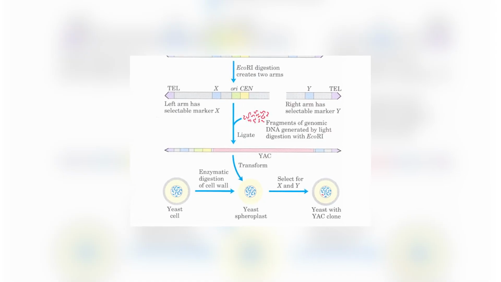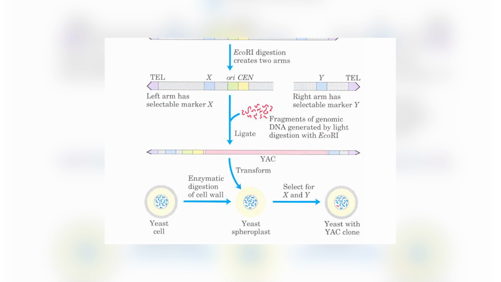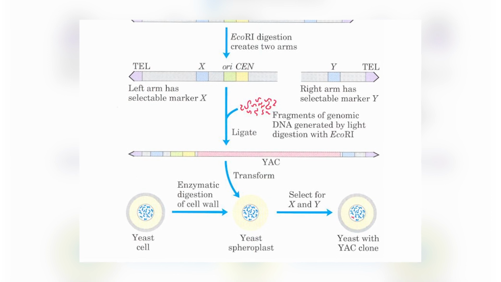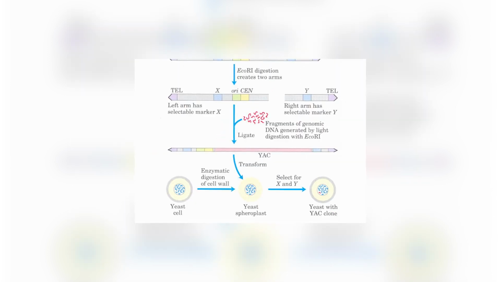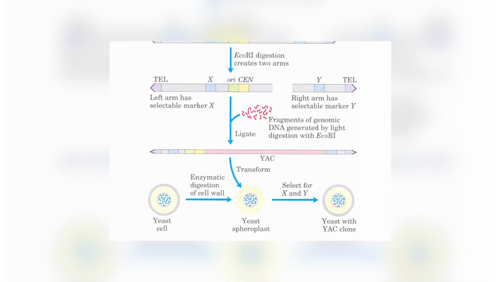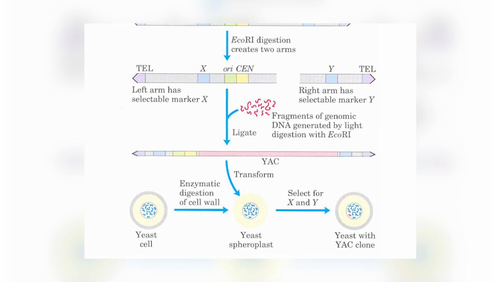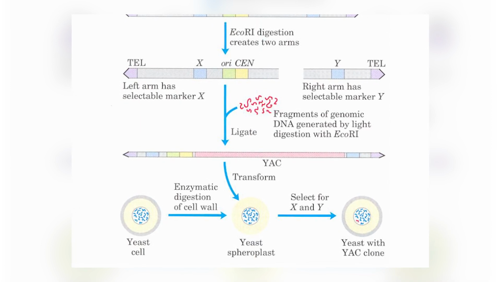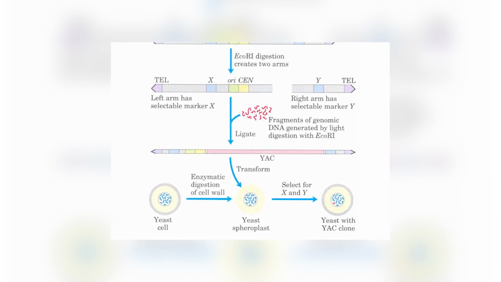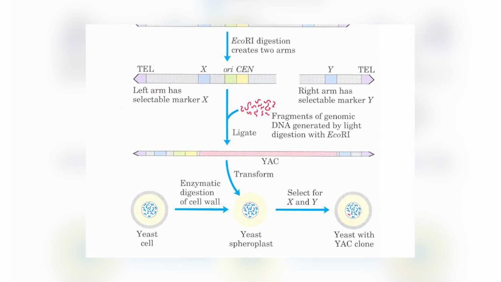Here you see that the EcoRI digestion site creates the 2 arms. It depends on which enzyme you are using. If you apply BamHI, it will create 3 DNA fragments. If you use EcoRI digestion, then you have the left arm and the right arm. Each arm is flanked by the telomeric sequences. In between the centromeric sequence and the telomeric sequences, the DNA of interest is attached, and then it makes the recombinant YAC, the artificial chromosome.